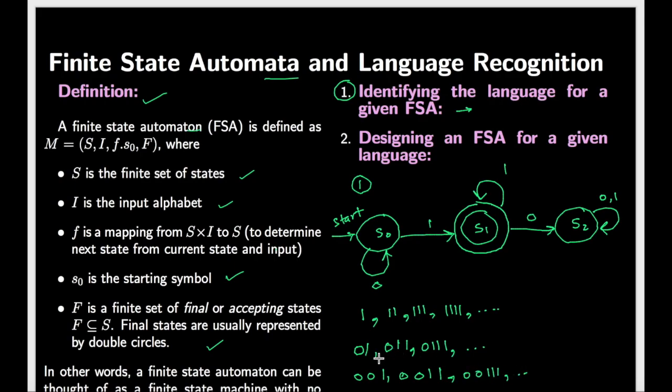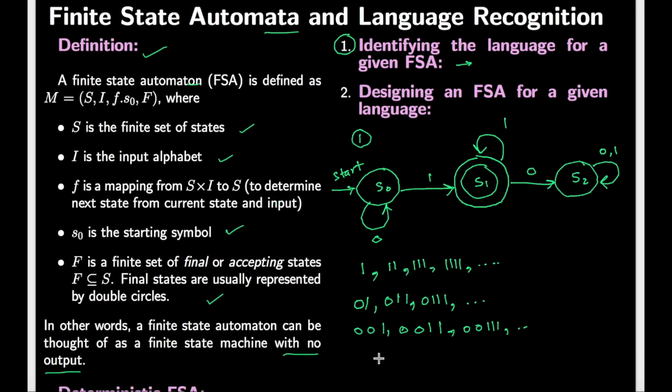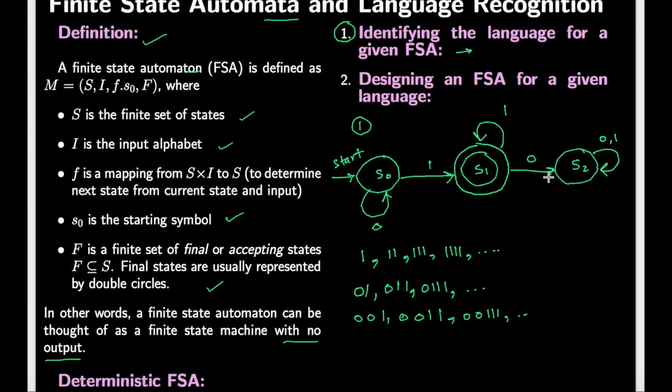Okay, now note that this means if a 0 comes here at S1, we can't reach S1. So this state, once we reach S2, we cannot reach an ending state. So we don't have to worry about this when we talk about the generation of a language.